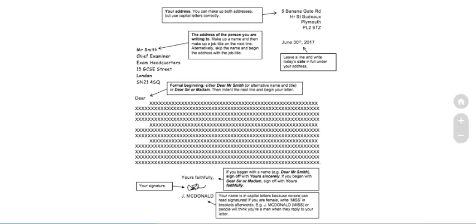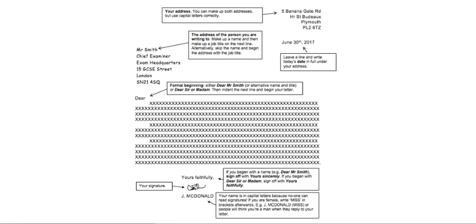Now, you might say two things here. You might say, I don't want to put my address in the letter, and you might say, I don't know the address of the person I'm supposed to write to. That's not important. You can make up the names and addresses and even job titles, because you can see in this example it's to Mr. Smith, the Chief Examiner. You can make all of it up.